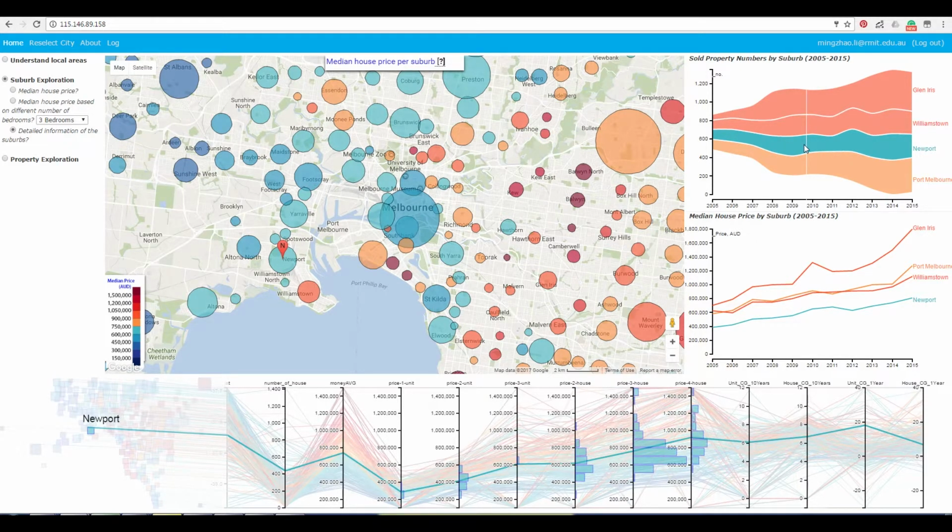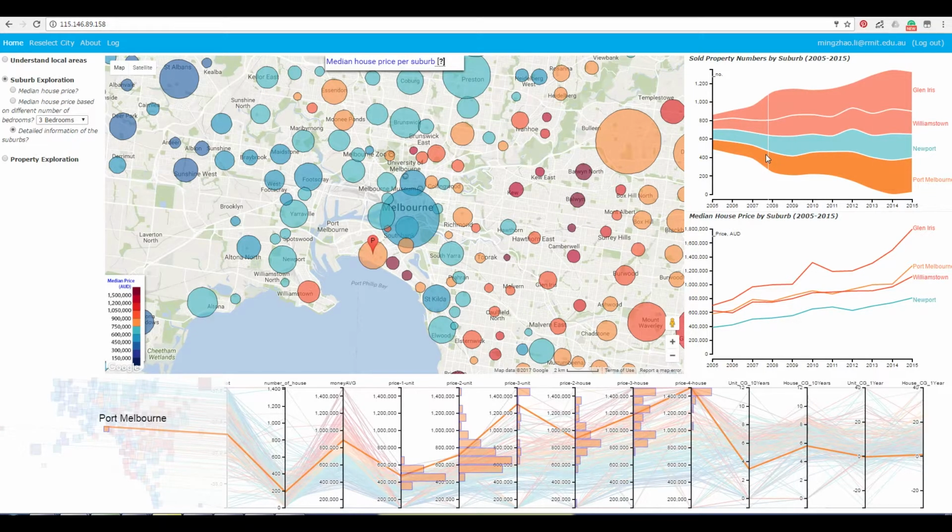When the user hovers over a suburb, we draw histograms on top of parallel coordinates to show more detailed statistics of the suburb, such as the price distribution of 3-bedroom houses or 2-bedroom units.